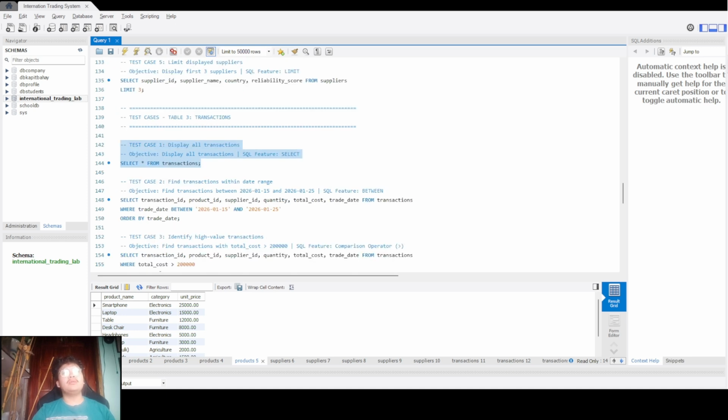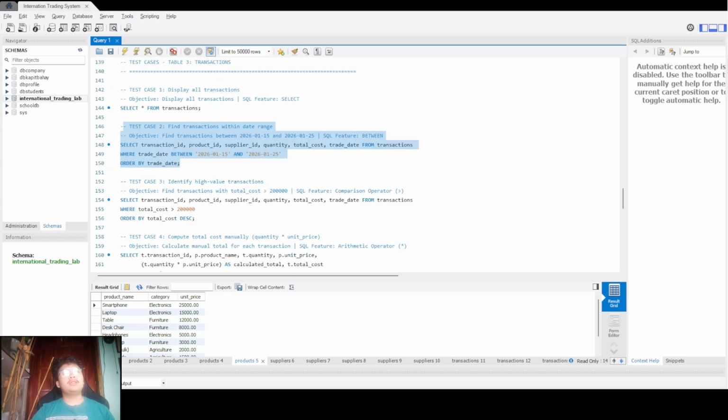Then test case 2 is find transactions within a date range. This uses BETWEEN with dates. It finds all transactions that happened between January 15 and January 25, 2026, then sorts them by date. The result shows 8 transactions from this 2-week period.